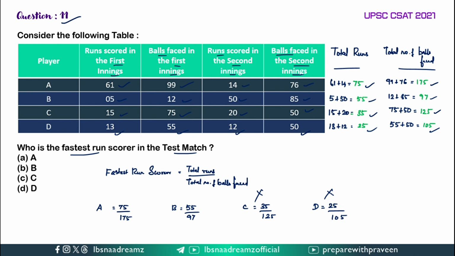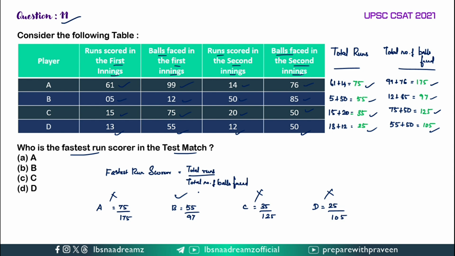So D is also not the fastest run scorer. A has faced 175 balls and scored 75 runs. Among the four, A has faced more number of balls, so we cannot tell A is also the fastest run scorer. So we can tell B is the fastest run scorer, right?